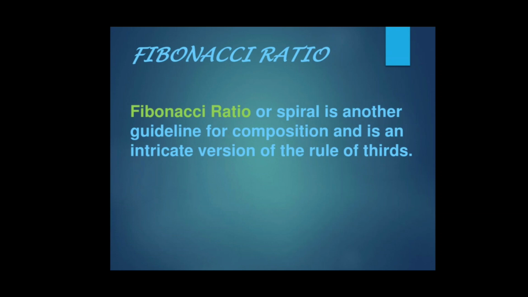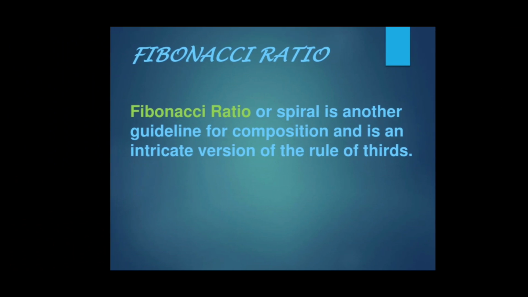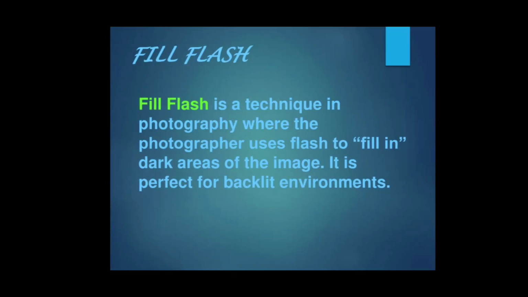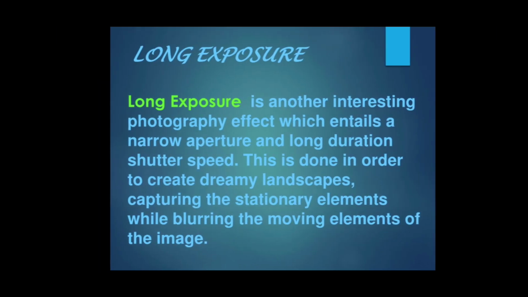And Fibonacci ratio. Fibonacci ratio is another guideline of composition and is an intricate version of the rule of thirds. Here is an example of Fibonacci ratio photography. Fill flash. Fill flash is a technique in photography where the photographer uses the flash to fill in dark areas of the image. It's perfect for backlit environments. Examples here.